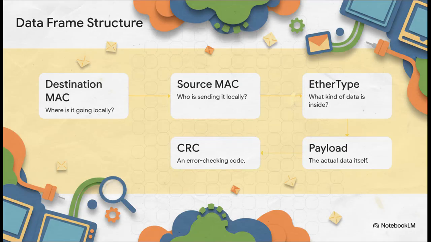And this is what that envelope, the data frame, looks like. It's got a very clear structure. First, you've got the destination MAC address. Where is this going locally? Then the source MAC address. Who sent it? The ether type field is interesting. It tells the receiver what's inside the package, like an IP packet. Then you have the payload. That's the actual data, the message you wanted to send. And tacked on at the very end is that CRC, the error checking code, just to make sure the message arrived perfectly intact.